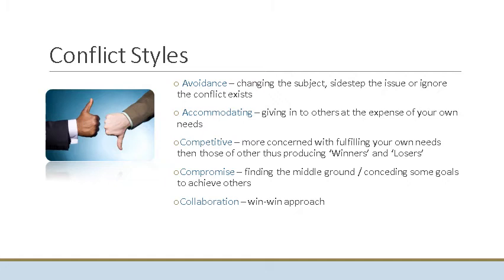There's also competitive, which is more concerned about filling your own needs than the needs of other people, and it produces winners and losers like we talked about earlier. And then there's compromise, which is finding the middle ground. And then last, if you're lucky enough in conflicts, is to find collaboration where everybody wins.